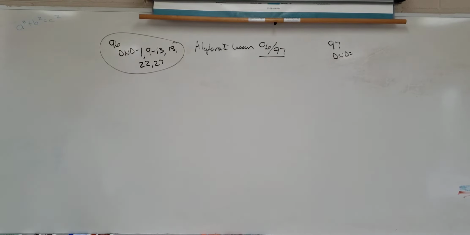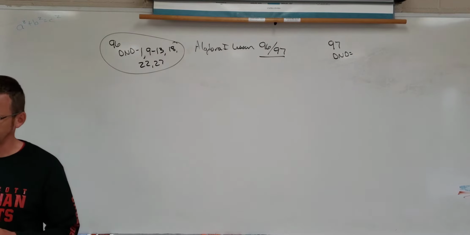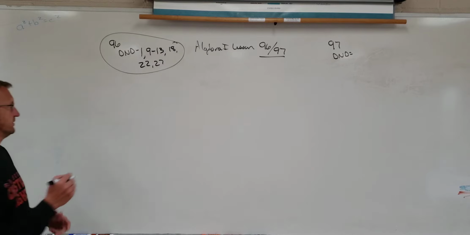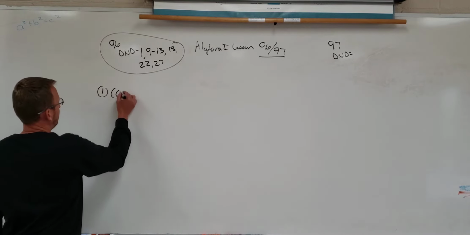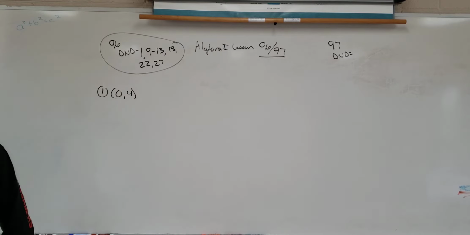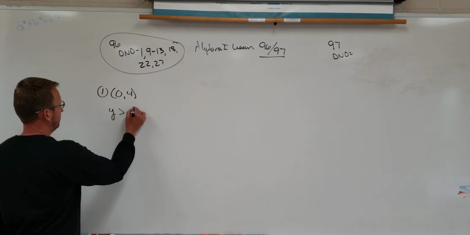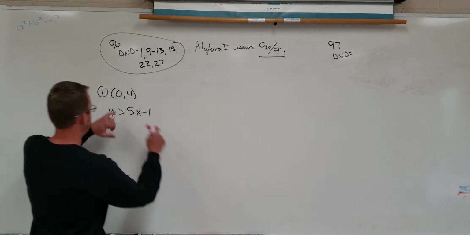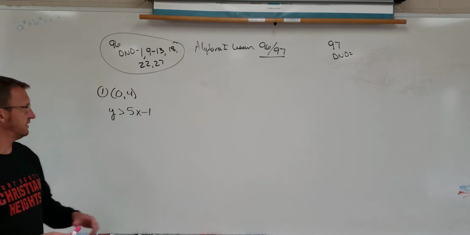So we're going to go ahead and get into lesson 97, page 647. Graphing linear inequalities. Now this is not near as hard as it sounds. It's actually pretty easy. Example 1 says determine if each ordered pair is a solution of the given inequality. And these are real simple. We've got (0, 4) on our graph, and we have y is greater than 5x minus 1. And all you're going to do is plug these points into this and see if it works.